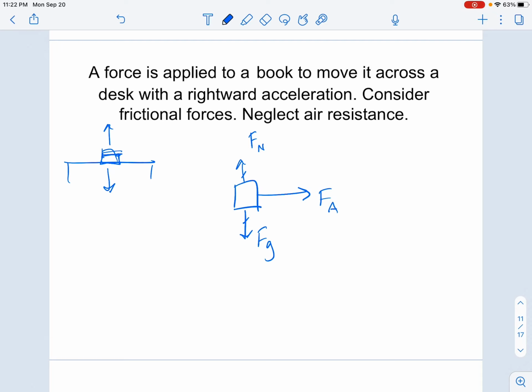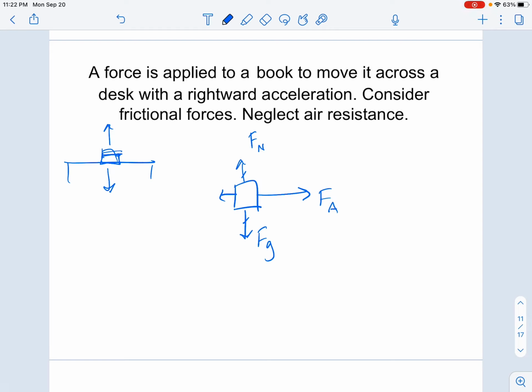Now, it says horizontally, it has a rightward acceleration. So I'm going to draw my applied force to the right, specifically to the right, because the acceleration is to the right. And then it tells me to consider frictional forces. Again, eventually that needs to be automatic for you, okay? So it says that we have to consider frictional forces.